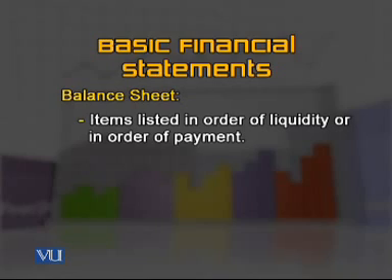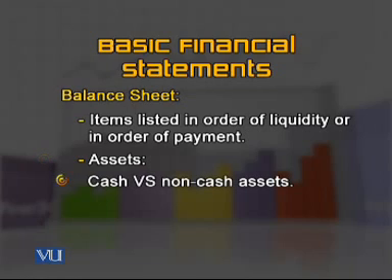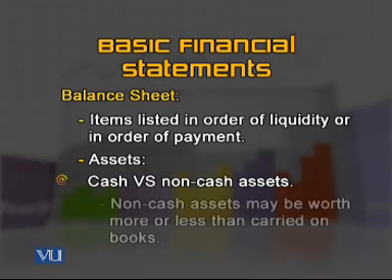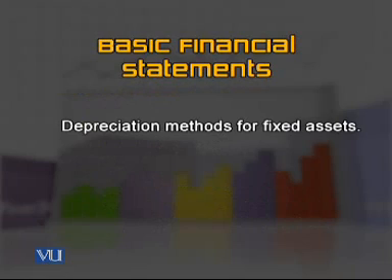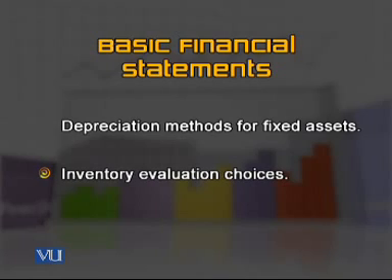Now, basic financial statement would cover a balance sheet, and there are items listed in order of liability and the liquidity aspect, the asset aspect are included. The assets will have cash assets and non-cash assets. Now, in non-cash assets, there is ambiguity whether they'll be valued more at the time of sale or valued less when they were carried on the books. Assets will also contain information on depreciation methodologies for fixed assets. And there is going to be change in evaluation methodologies on the inventory available with the company. These are all variables as far as non-cash assets are concerned.